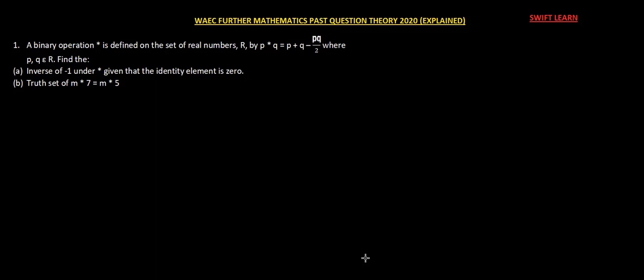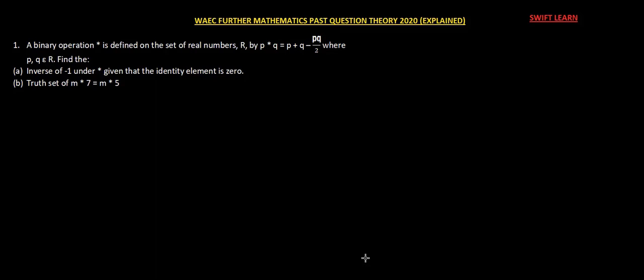So we'll be solving WAEC Further Mathematics past question 2020. This is the first theory question for WAEC, and I'll read the question. It says a binary operation, the operation is the asterisk there, is defined on a set of real numbers R.